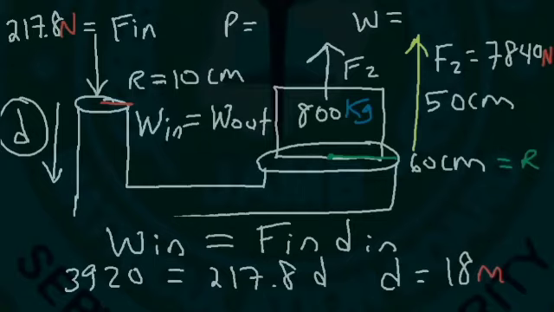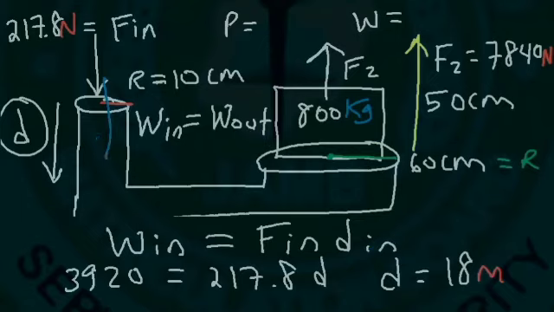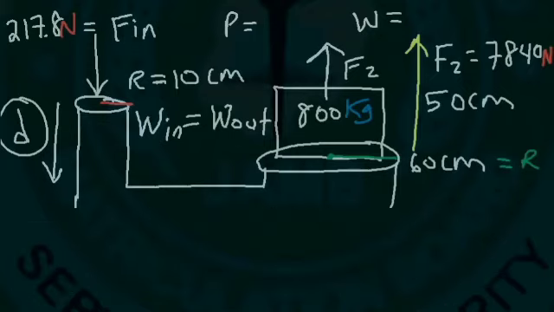So we need to apply a force of 218 newtons, and we need to push this cylinder down by a distance of 18 meters in order to lift the 800 kilogram block by only half a meter. So there's no gain in energy. However, the force does increase. So what is the mechanical advantage of this hydraulic lift?